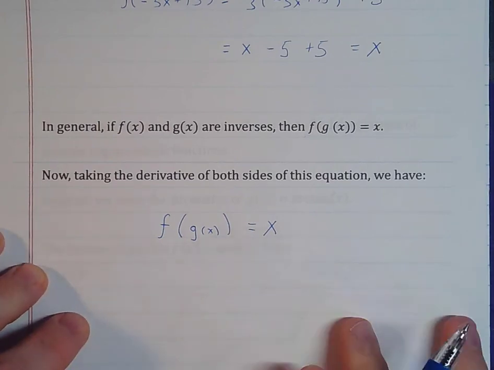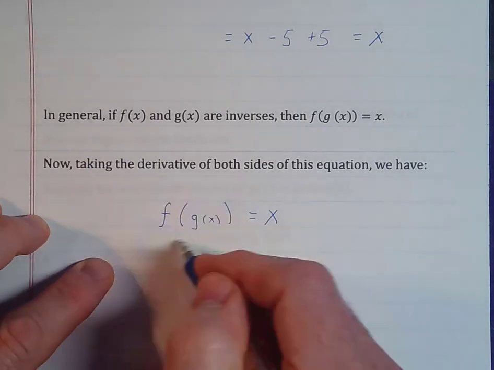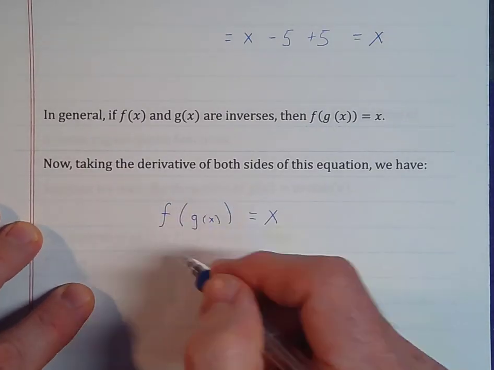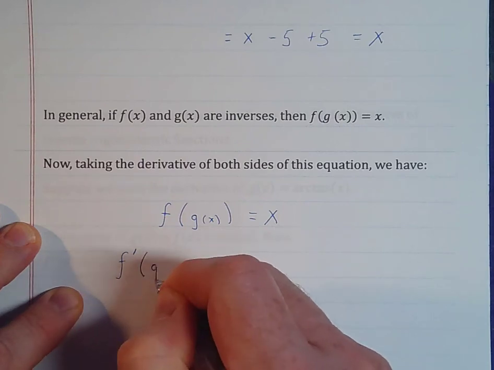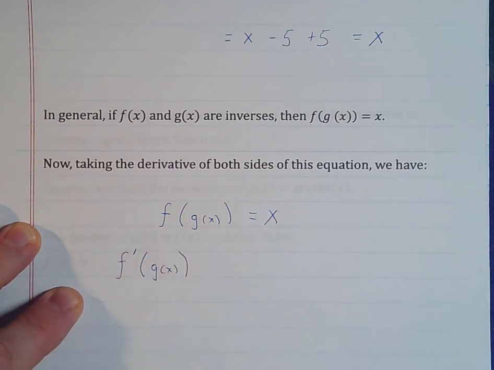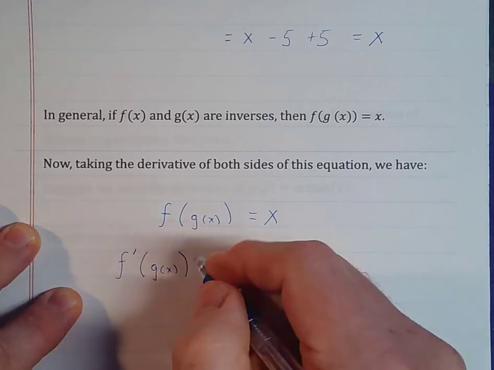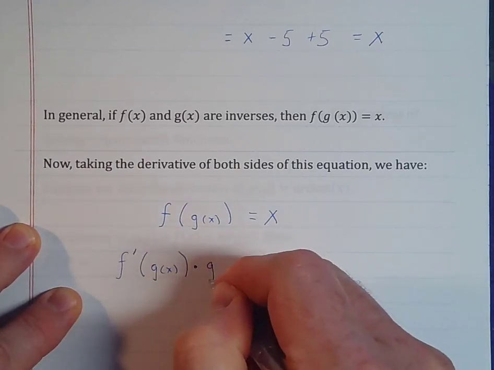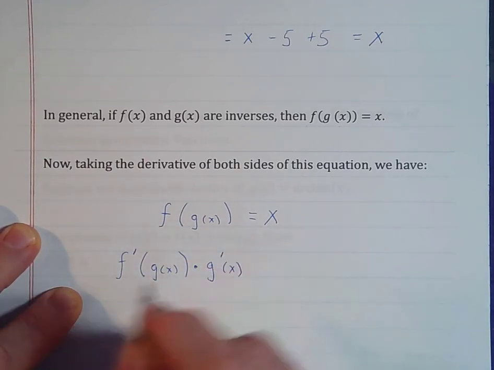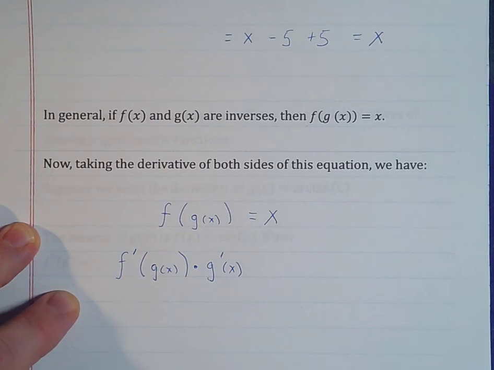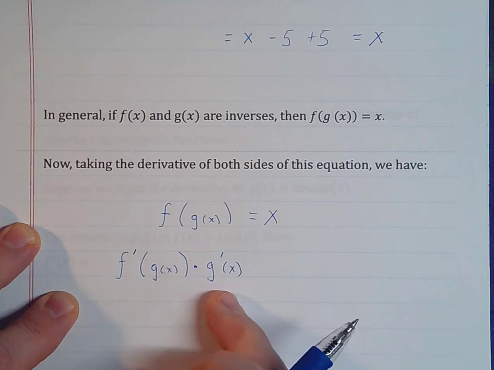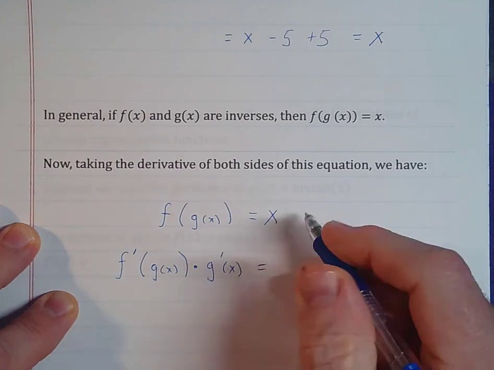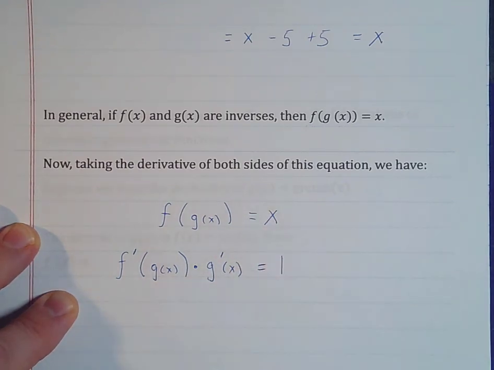Let's take the derivative on both sides. The chain rule is going to tell us to take the derivative of the outside function. So that would be f prime of g of x. That's the outside derivative. And then multiply that by the derivative of the inside, which is g prime of x. That's coming strictly from the chain rule. Outside derivative times the inside derivative. And on the right-hand side, take the derivative over here, you just get 1.